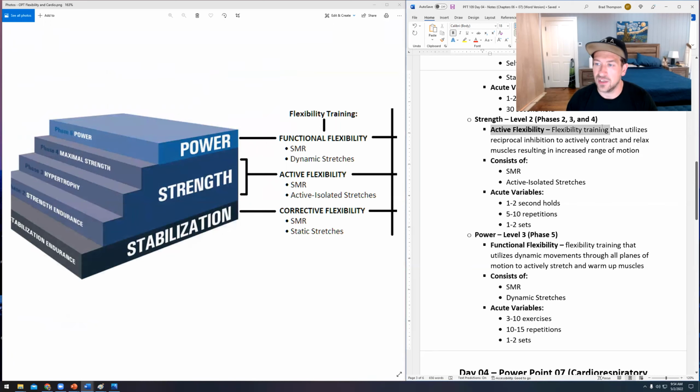So active flexibility utilizes reciprocal inhibition instead, to actively contract and relax muscles, which should hopefully increase your range of motion. So we SMR first. That's still autogenic inhibition. That's still what we start with. And then we do active isolated stretches whenever we are in level 2, phases 2, 3, or 4. That's a 1 to 2 second hold, 5 to 10 reps. Okay.